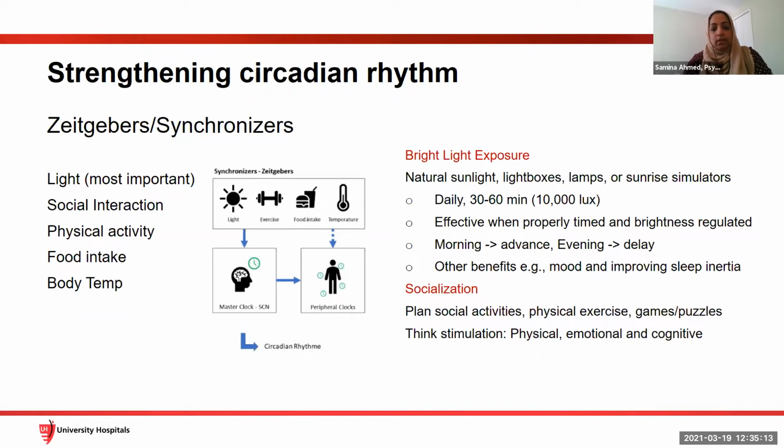Socializing, I won't go into in more detail, but again, plan these social activities, plan physical exercise, make room for it, make time for it. Games, puzzles, anything you can do, whether it's on your own or with a group of people, is likely to help maintain a lot of these circadian rhythms as well as your sleep schedule for you. Next slide.